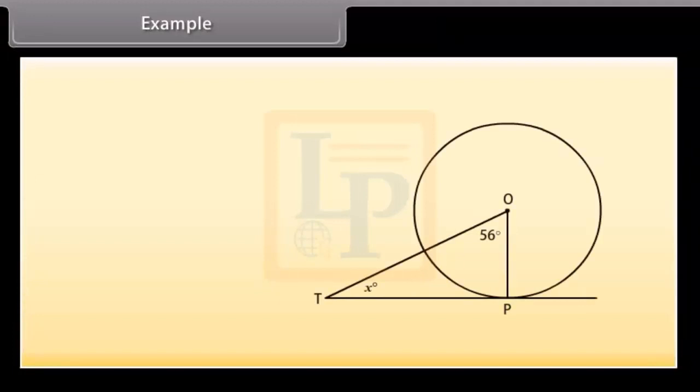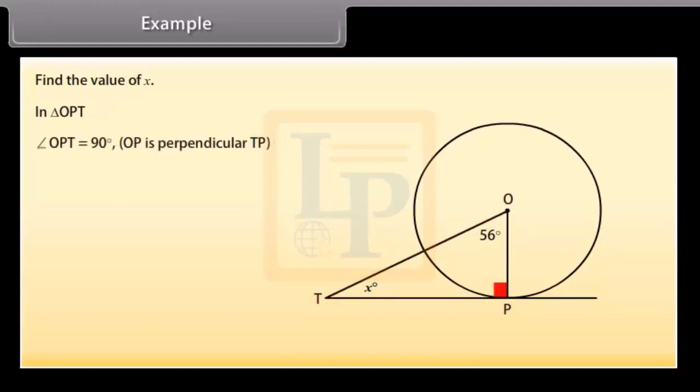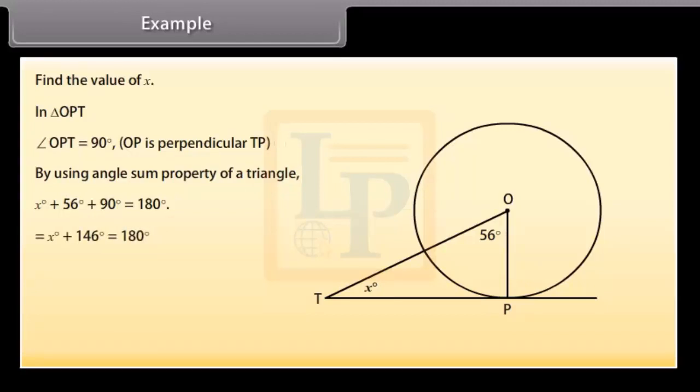Example. Look at the figure given. Find the value of x. In triangle OPT, angle OPT is 90 degree because OP is perpendicular to TP. Also, by using the angle sum property of a triangle, we can say that x degree plus 56 degree plus 90 degree is equal to 180 degree, which is equal to x plus 146 degree equals 180 degree. Solving this, we get x as 34 degree. Hence, the value of x is 34 degree.